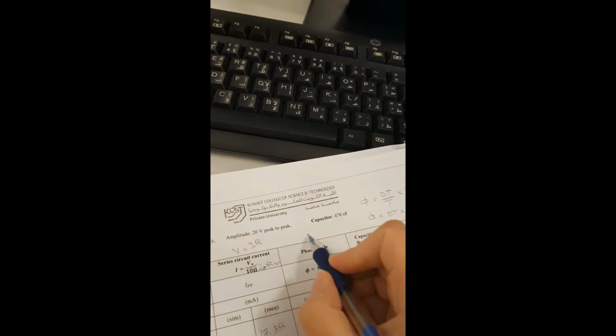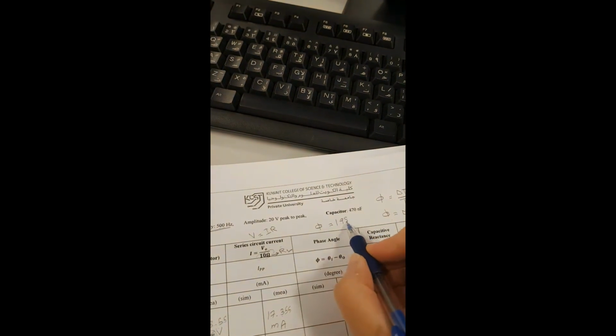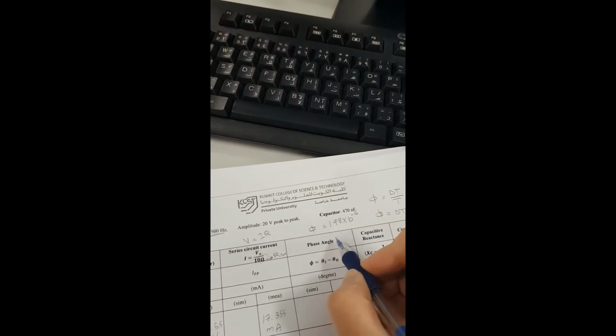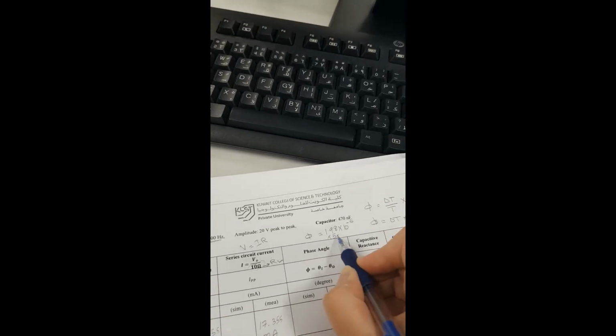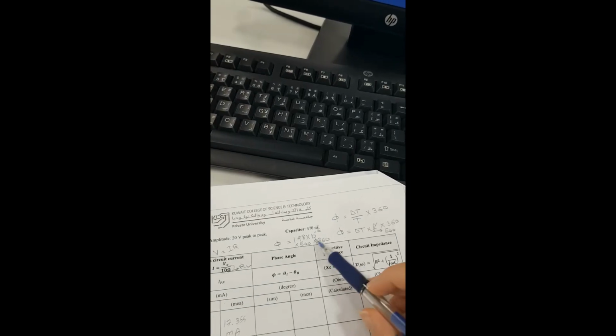So to calculate my phase shift, it's 198, right? So 198 times 10 to the power minus 6 times 500, 360 for a full cycle. Okay? It's easier if you use your calculator.